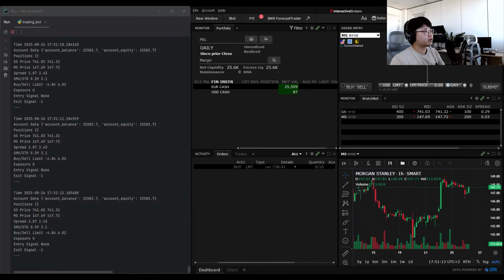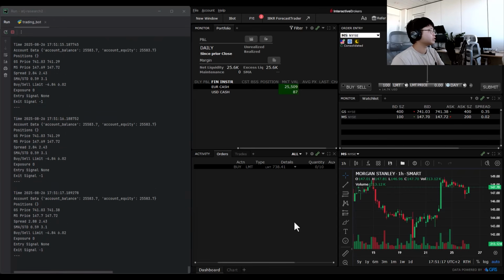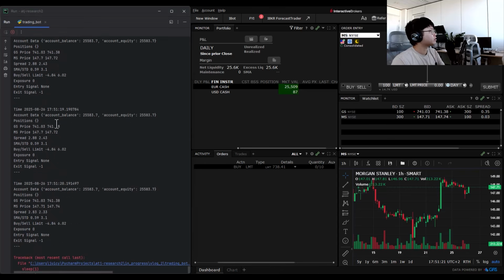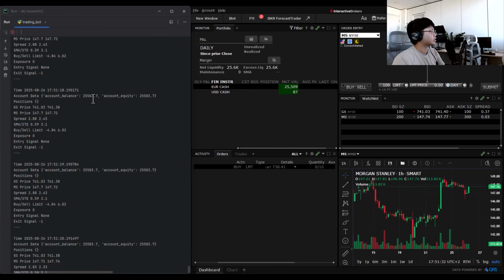Now that you have a rough understanding of how the strategy works, I'm going to show you the exact numbers here in the console. So let me just stop the trading bot right here. The trading bot is just a Python script that is connecting to the TWS platform using the TWS API. And we are retrieving data such as account balance and equity, open positions, the current market price, and so on.